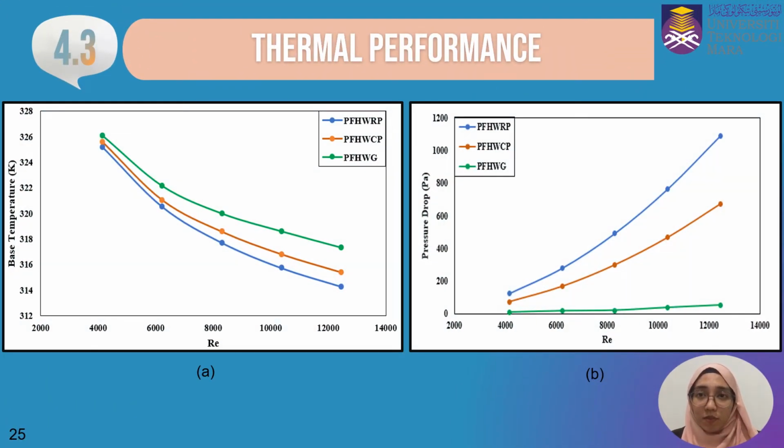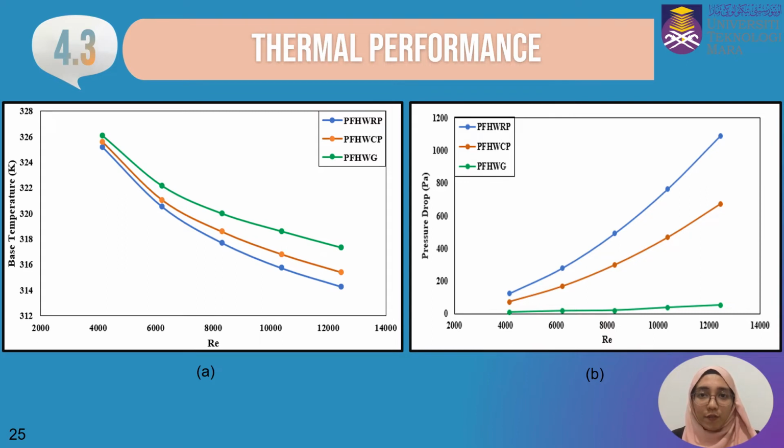Next is the thermal performance for all 3 heat sinks with respect to Reynolds number. Graph A shows the comparison between the base temperature versus Reynolds number. From this graph, when the value of Reynolds number increases, the base temperature for all 3 heat sink designs will decrease. From this graph, pin-fin heatsink with rectangular perforation has the lower base temperature with respect to Reynolds number.